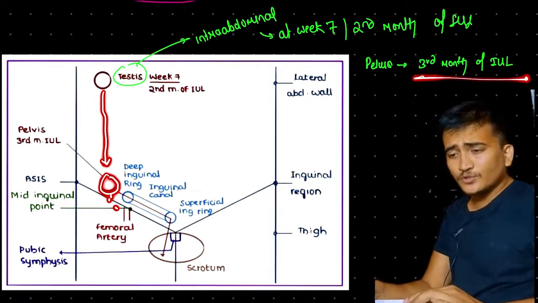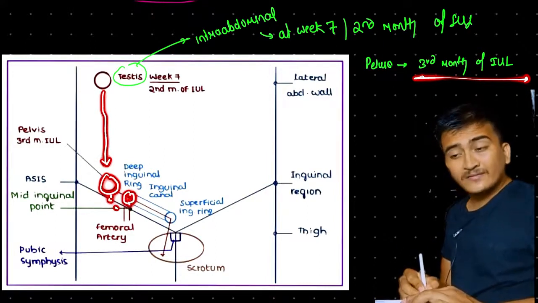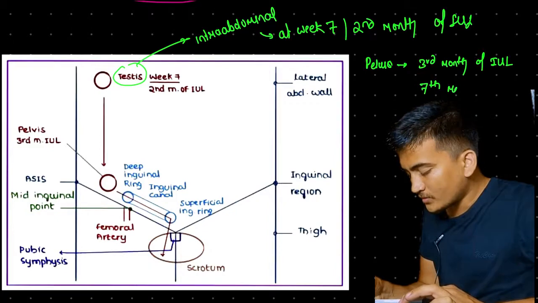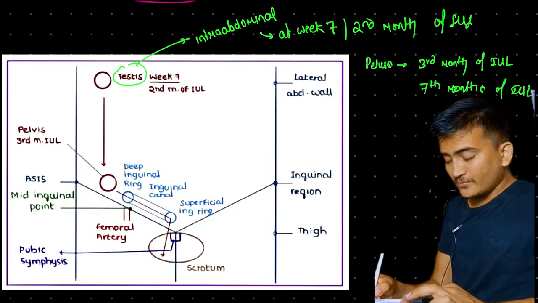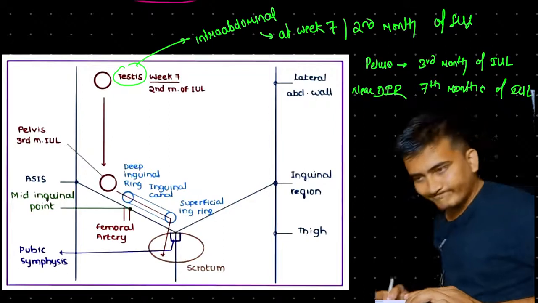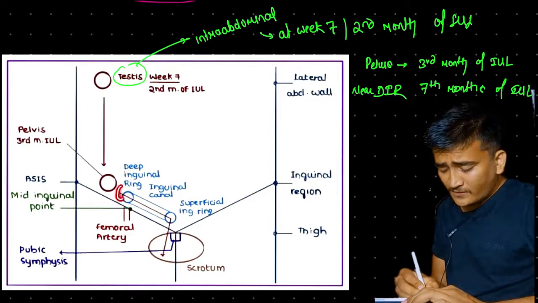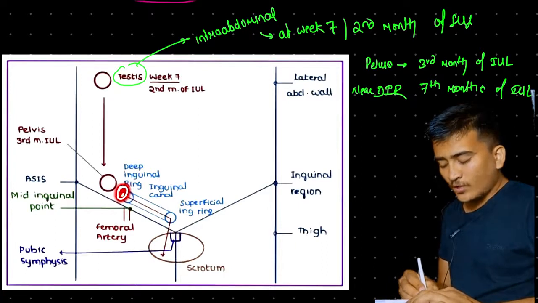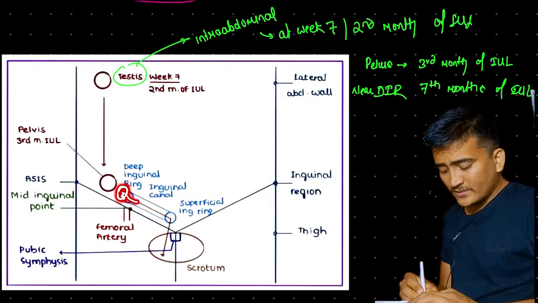Now what it will do is it will remain near the deep inguinal ring till what? Till the 7th month of intrauterine life, right? Where will it remain? It will remain near the deep inguinal ring. Till the 7th month of intrauterine life, it will remain here near the deep inguinal ring. Now after 7 months, what it will do is it will just enter the deep inguinal ring.